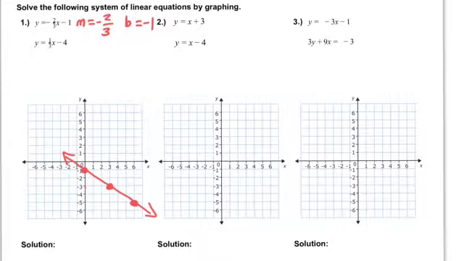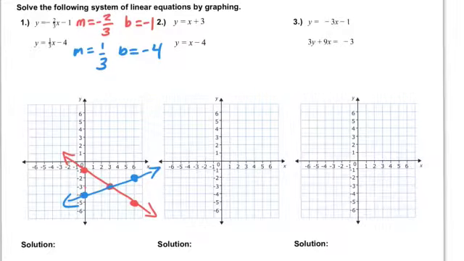Let's do the same thing for our second linear equation, y equals 1/3 x minus 4. The slope of that line is 1/3 and the y-intercept is negative 4. So we start with negative 4, our y-intercept on the y-axis. Our slope of positive 1/3 tells us to go up 1 and right 3. From our y-intercept, we count up 1 and right 1, 2, 3, and again, up 1, right 1, 2, 3. And there we have the graph of y equals 1/3 x minus 4.